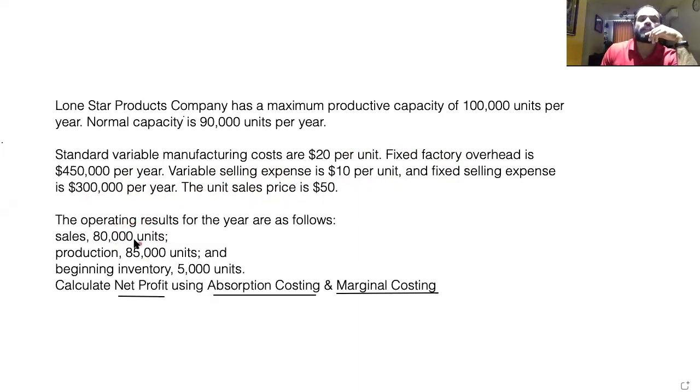We have some additional information regarding the units. So we have a sales unit, we have production unit, we have opening inventory, which is 5,000. So now you have to calculate profit using absorption costing and marginal costing. All right. So do this question. Calculate net profit for absorption costing. When you finish, let me know and we will check the answer.